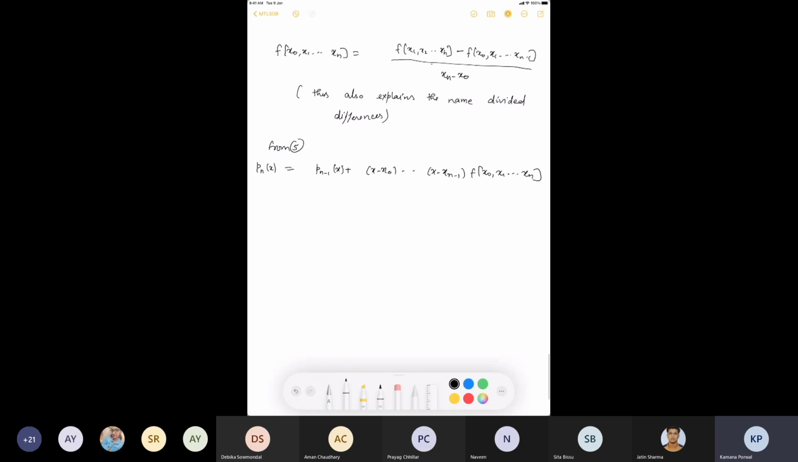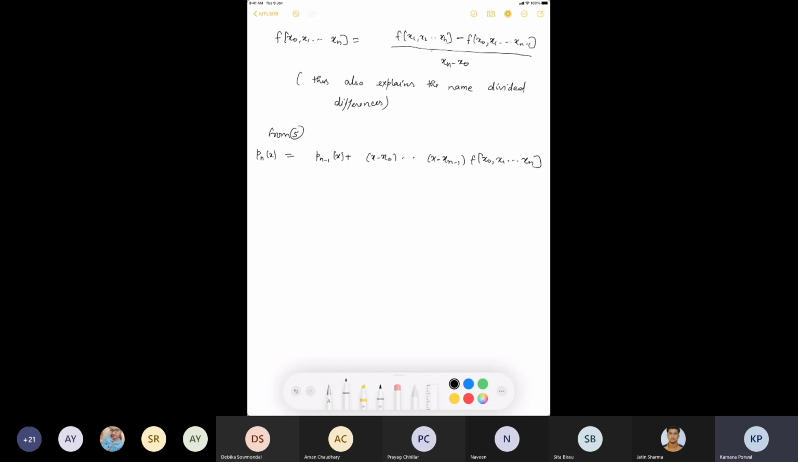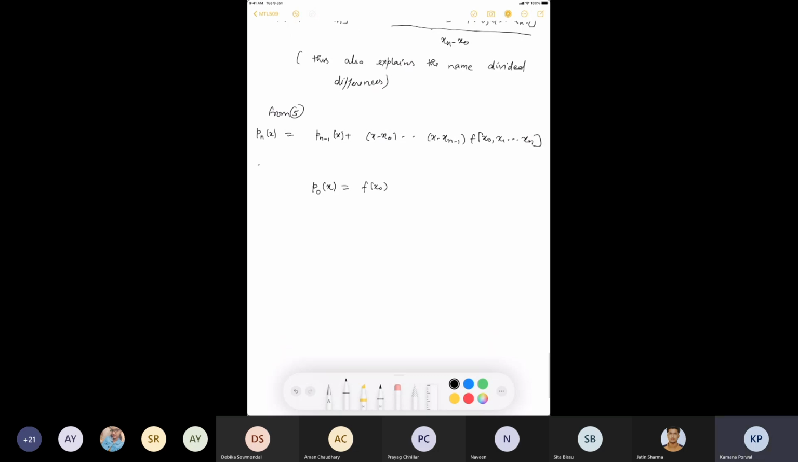So let's write down how the polynomials look. What will happen for the case n equal to 0? P0(x) is just a constant, and that constant is simply f(x0). Now what is P1(x)? We can use this formula here. P1(x) is going to be P0(x) plus (x minus x0) times the first divided difference f[x0, x1].